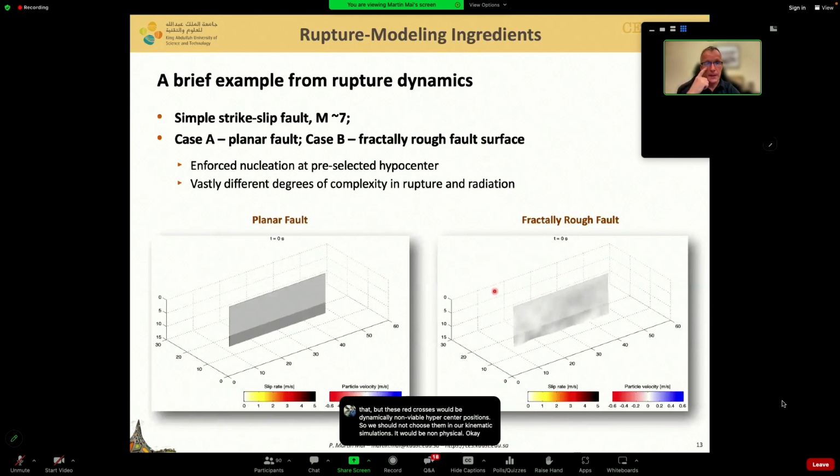Okay, so at this point, I would like to give you two brief examples from rupture dynamics because we want to look more into the temporal evolution of rupture. So I show two movies for a simple strike slip fault, magnitude 7. On the left is a planar fault. On the right, a fractally rough surface.